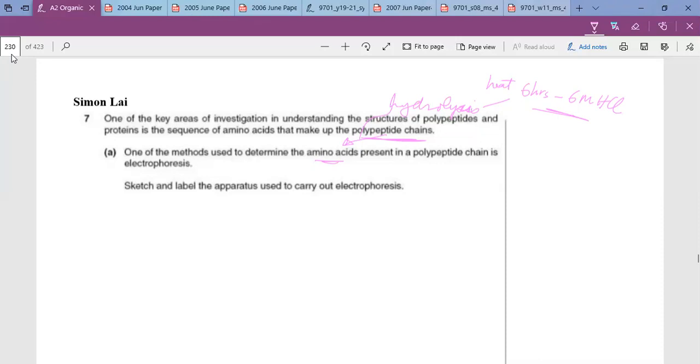And proteins in the sequence of amino acids make up the product. That means you understand the structures of the amino acids. One of the methods used to determine the amino acids present in the polypeptide is by electrophoresis. You now break it up. After breaking up by hydrolysis, this goes to the amino acids. You've got a mixture here.